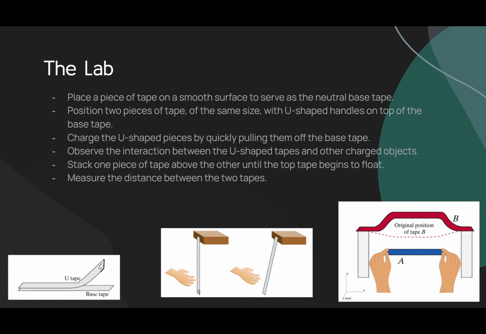The lab. The procedure involved several steps. First, we placed a piece of tape on a smooth surface to serve as the neutral base. Then, two pieces of tape of the same size with U-shaped handles were positioned on top of the base tape. We charged the U-shaped tapes by quickly pulling them off the base tape. Next, we observed how the U-shaped tapes interacted with each other and other charged objects. Finally, we stacked one piece of tape above the other until the top tape began to float, and we measured the distance between the tapes.